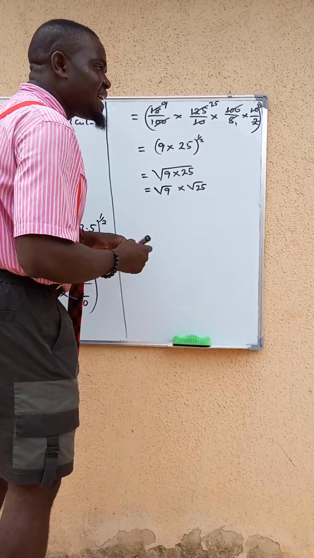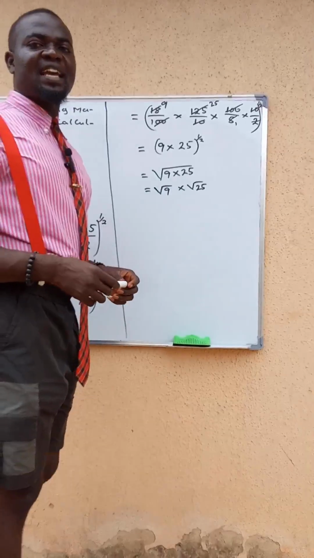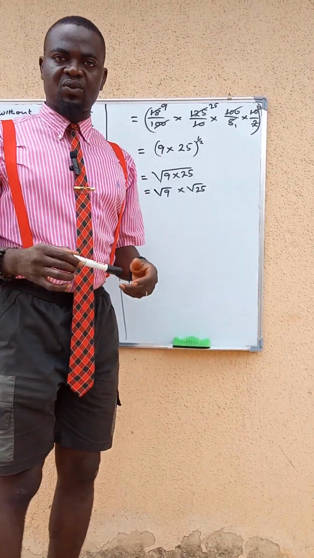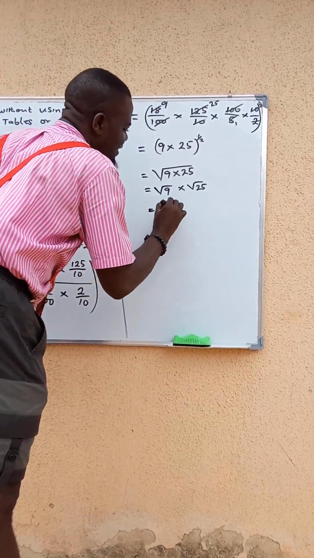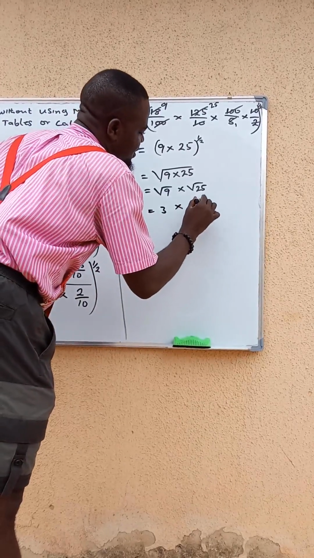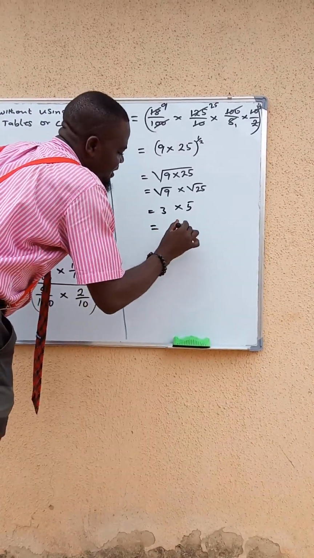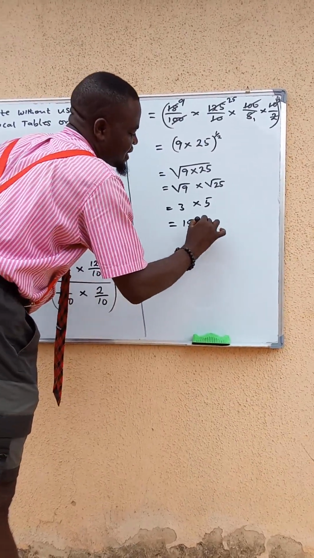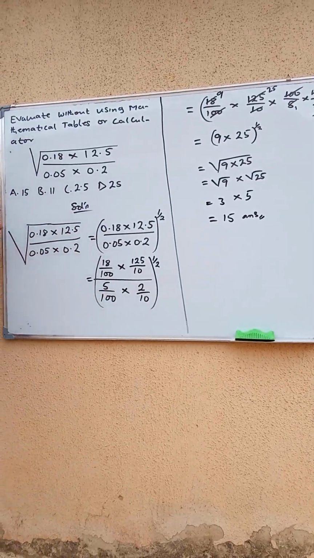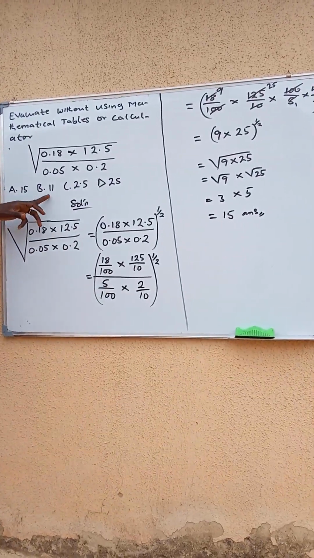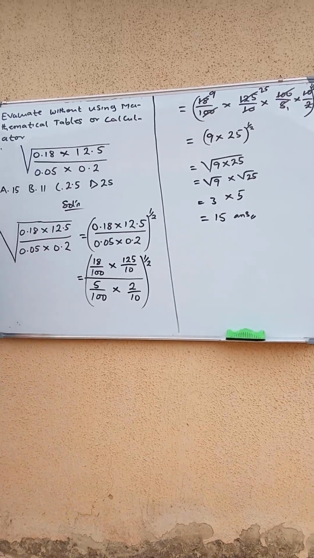Root 9, two numbers that if we multiply, it will give us 9. And root 25, two numbers that if we multiply together, they must be the same to give us 25. You know that already. Which is what? This will now be 3 times 5. And 3 times 5 is 15. And this is the answer. So let's go to the options. Option A says 15, option B says 11, option C is 2.5, and option D is 25.